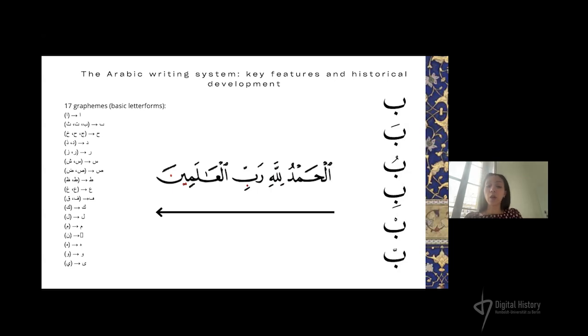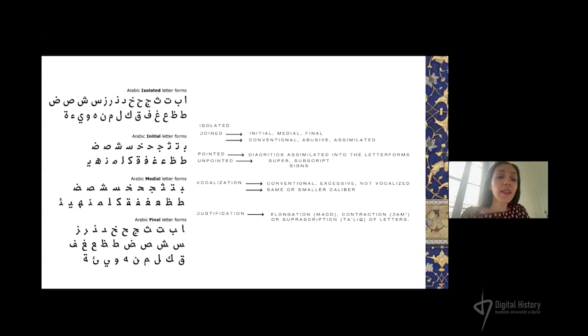Also, it is worth noting that the Arabic writing system represents different languages. So it could be the Arabic language, Ottoman Turkish, Persian, and different Aljamiya, so different languages that were written at some point in Arabic script, like Bosniak or Old Castilian, or even sub-Saharan languages.